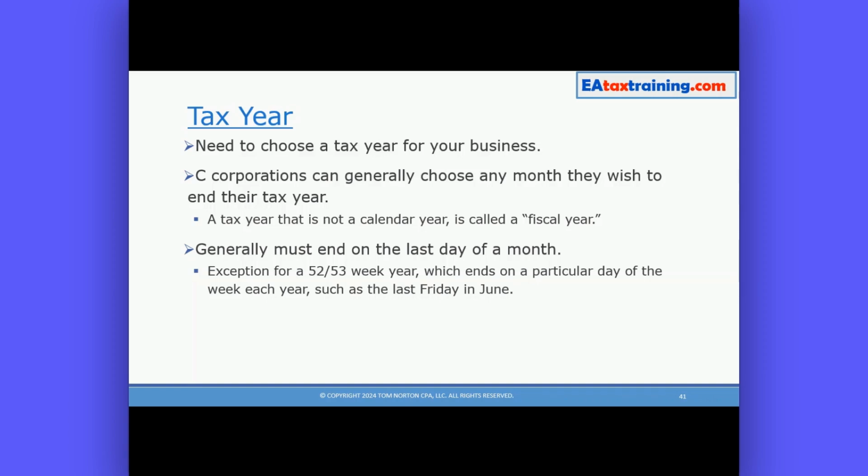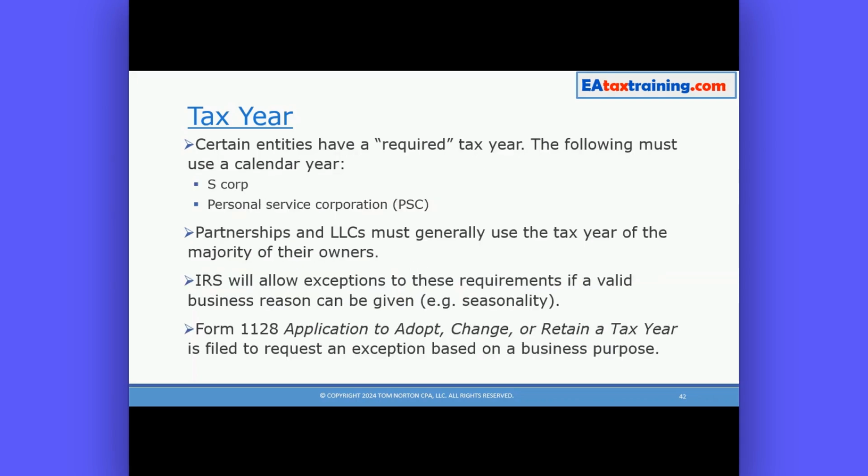Now, it does have to be the last day of the month with one exception. You can have something called a 52 or 53 week year that ends on a particular day of the week each year. So, for instance, maybe you've got a fiscal year that ends on the last Friday in June. So that does not have to be on June 30th. It can be the last Friday in June if that is what you designate as your fiscal year. But other than that, it has to end on the last day of a month.